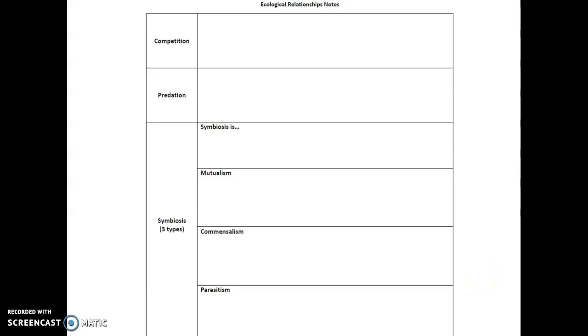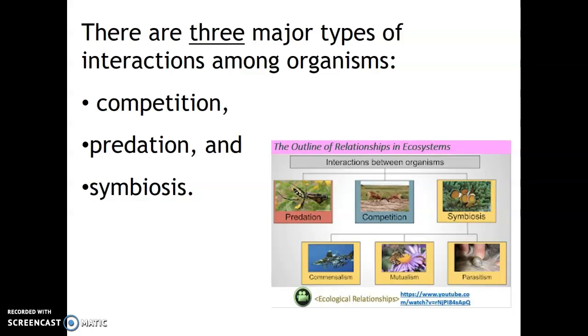You should have a notes paper set up like this. If you don't have that set up yet, then please do pause and get that set up. So we're going to look at three different types of interactions among organisms. So we have competition, we have predation, and we have symbiosis. Competition and predation you should be fairly familiar with, but symbiosis is probably a new term for you, so we'll talk about that.